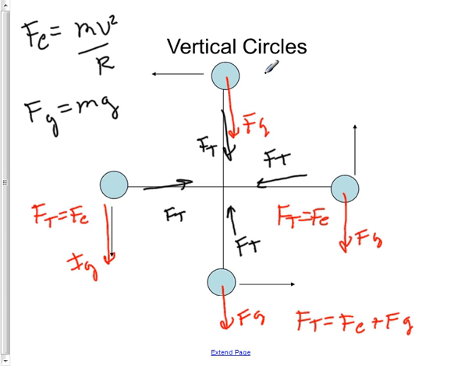And finally, at the top, we notice that gravity is now pointing to the center of the circle. So it's kind of aiding the tension force in terms of the centripetal force that's required. So the tension force in this case is going to equal force centripetal minus force gravity. In other words, the rope does not have to do as much because the gravity is assisting.